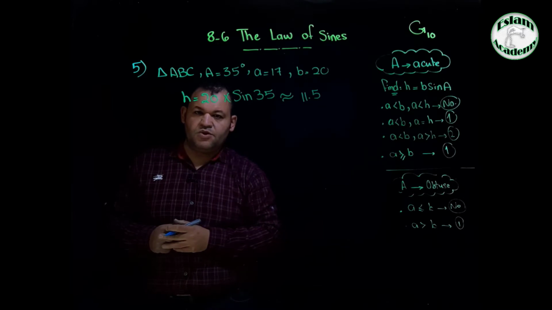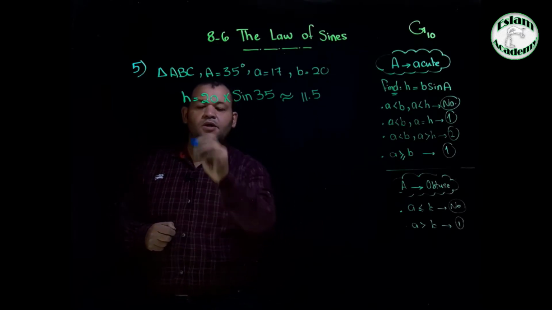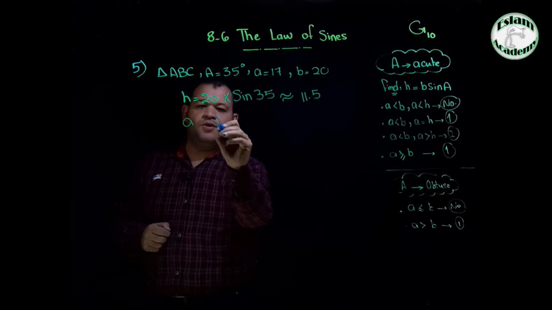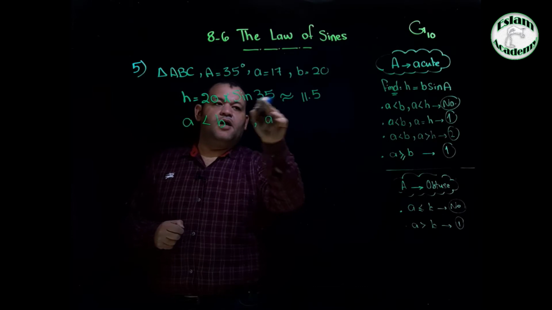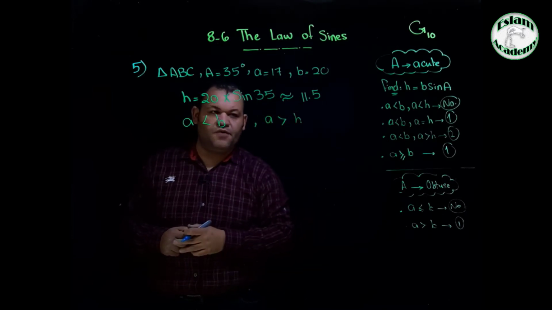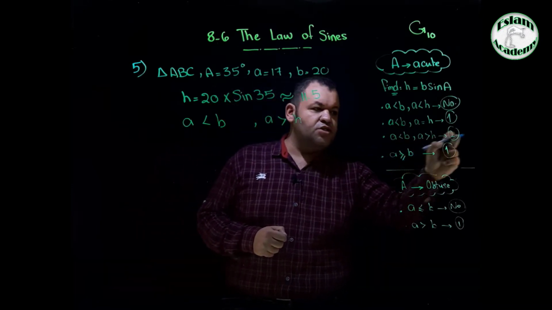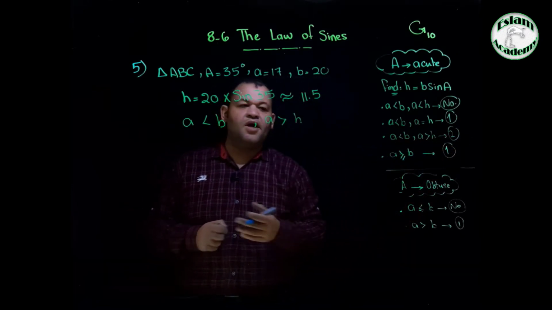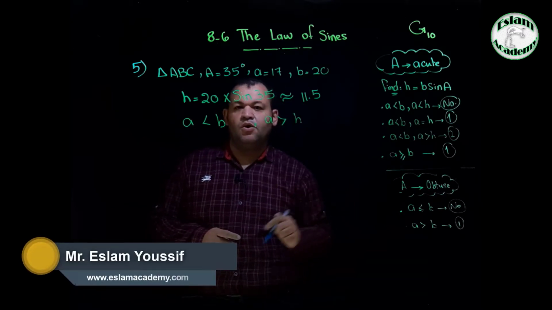So how can we solve the triangle? Now we need to find the relation between a and b, and a and h. At first, we have a and b. a is less than b, and a is more than h, because we have 17 and 11.5. So because a is smaller than b and a is more than h, it means we have two solutions. It means we have one acute angle and one obtuse angle.